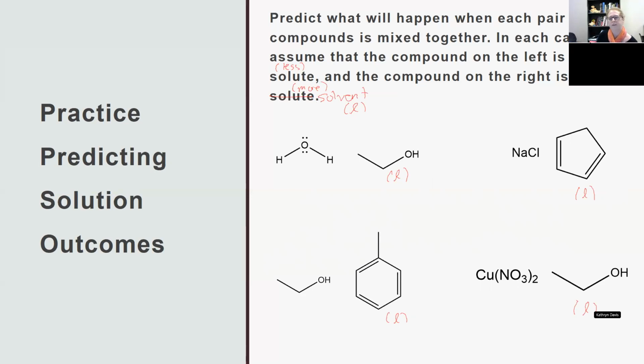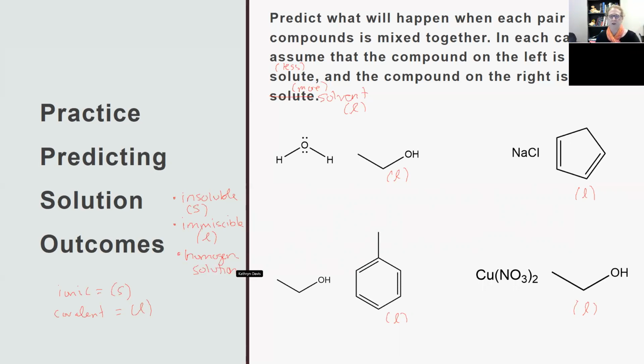Your next goal is to decide whether it's a solid or a liquid. And I'll tell you right now on this slide, ionic equals solid, and then covalent equals liquid. Because remember, we had to decide between three outcomes. Outcome one was insoluble solid. Outcome two was two immiscible liquids. And outcome three was homogeneous solution.